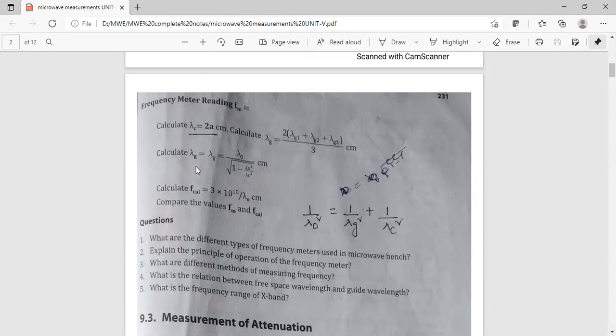Okay, this formula is not at all required. It is used only to get the other formula. By using this formula, we can calculate lambda naught, and from lambda naught you can calculate F. Okay, so this is the procedure we generally use.